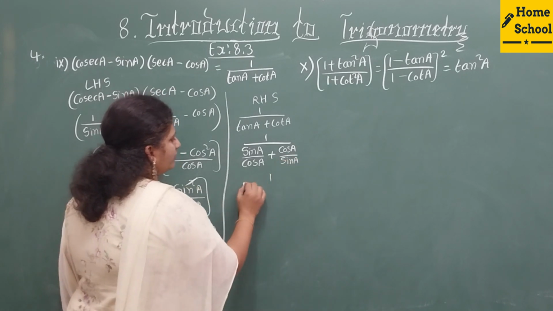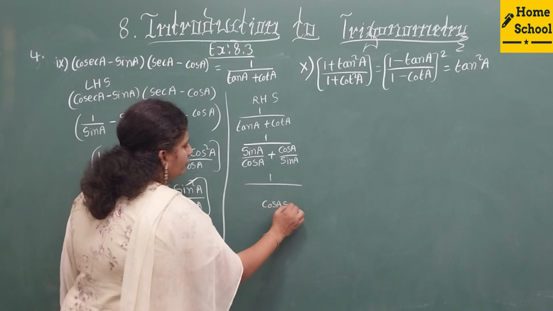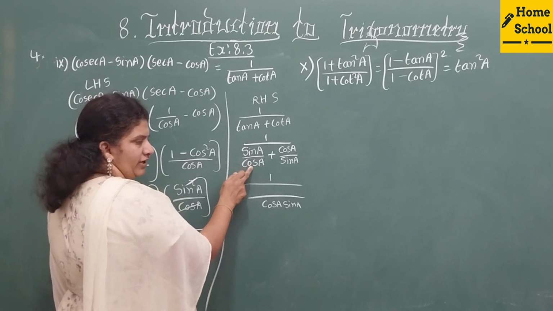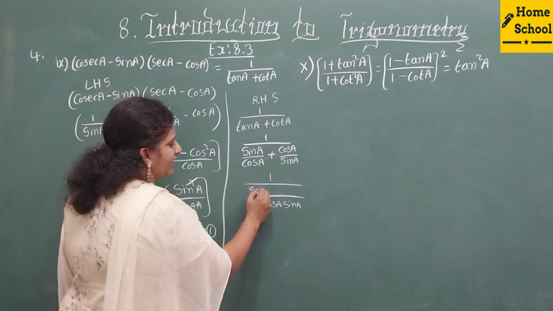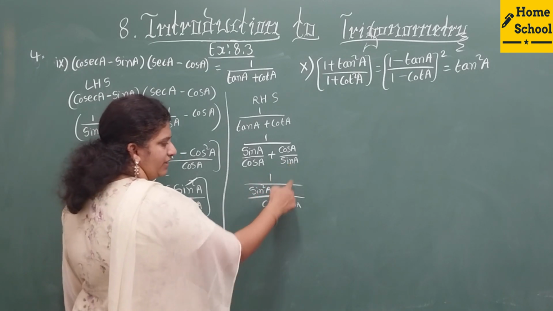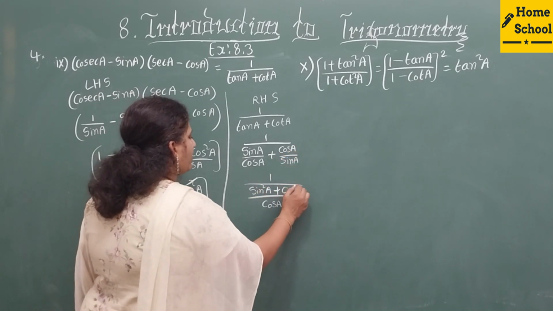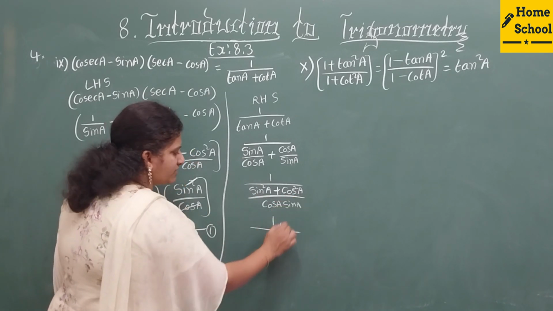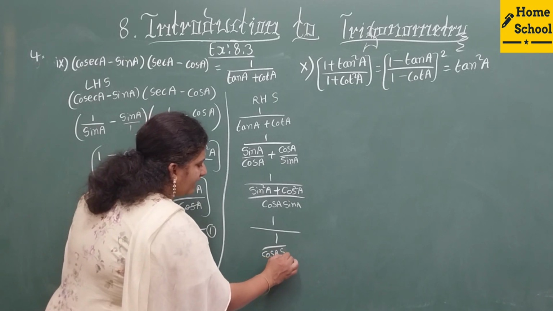Okay. Now denominator do LCM. Cos A into sin A. And now here in denominator cos A you have sin A is missing, multiply. Sin A into sin A is sin square A plus sin A you have in the denominator. So cos A multiply for the numerator. Cos square A. 1 by sin square A plus cos square A is 1 by cos A sin A.